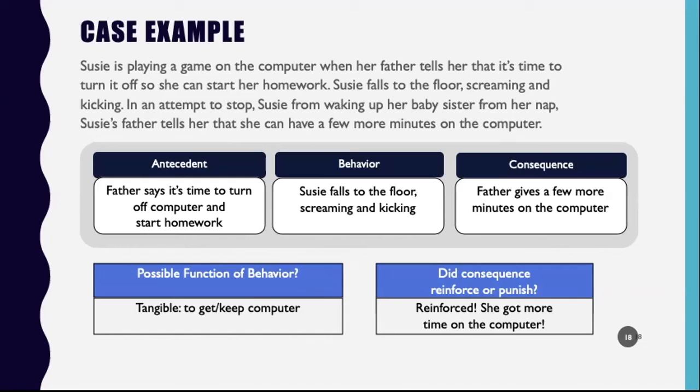Okay, so we know that the antecedent is that the father says it's time to turn off the computer, right? So it's a transition. It's having to turn off something or a removal of something that's desired, right? So Susie's behavior is to fall on the floor, kicking and screaming. Okay, so we can see here that the likely function of behavior is again tangible, to be able to keep that computer. And the consequence is that the father says, okay, here's a few more minutes on the computer. So we can see that the consequence here reinforced, right? She got more computer time. She learned when I fall to the floor, scream and kick, I get what I want.